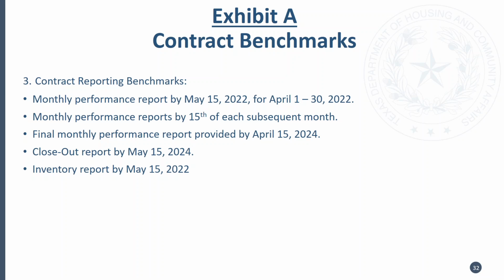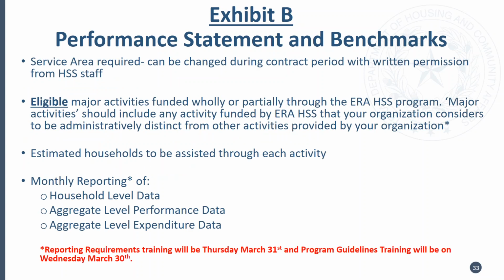Final monthly performance report will be provided on April 15, 2024. As we mentioned already, closeout report May 15th and inventory report. Okay, Exhibit B, performance statement and benchmarks. Again, as we already mentioned, your service area will be required, but it can be changed throughout the contract period with written permission from us.